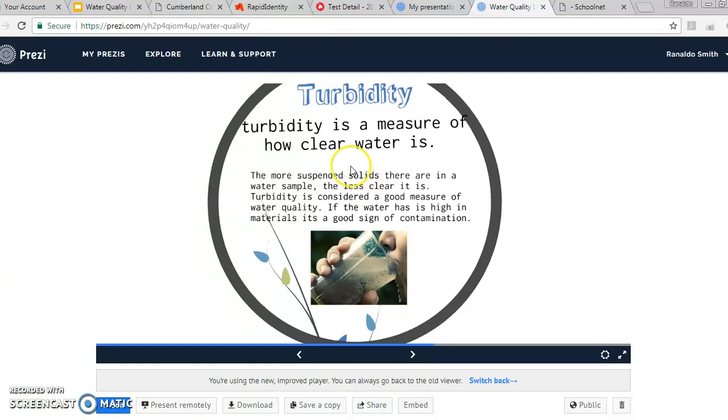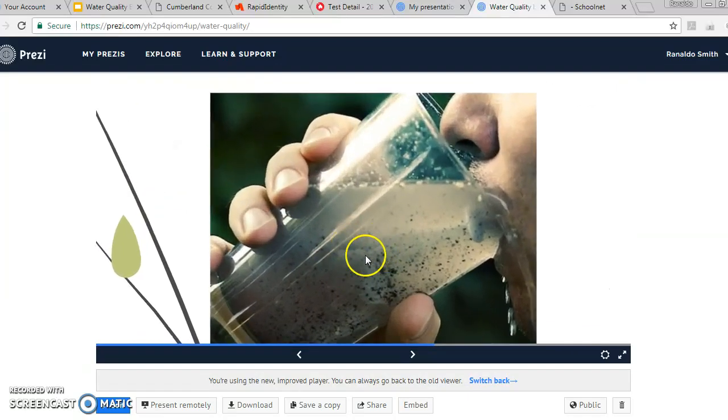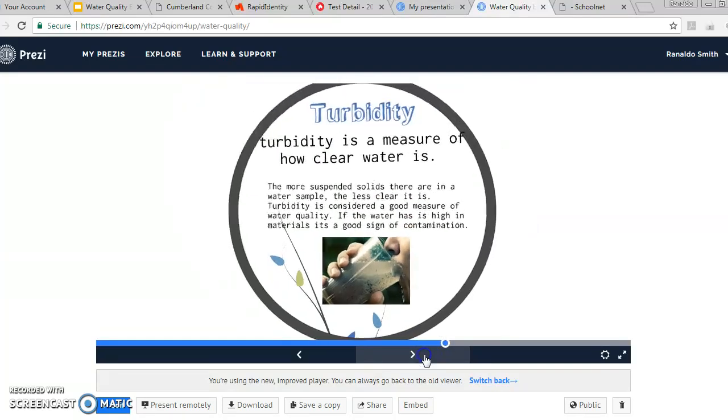The next thing we measure is turbidity, which is simply a measure of how much stuff is in the water. Now that stuff can be good or bad, but it's still in the water. So we will say a water that's less clear has a higher turbidity. If the water is clearer or cleaner, it would have a lower turbidity.